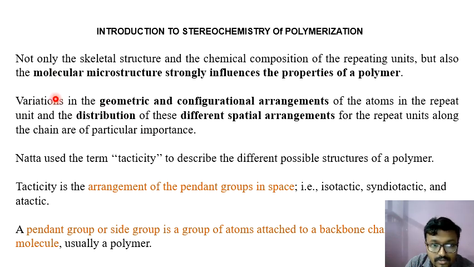So the various geometric and configurational arrangements of atoms in the repeating unit and the distribution of this spatial arrangement of the repeating unit along the chain are of particular importance. Now this word tacticity describes the stereochemistry of polymer. Tacticity is the arrangement of pendant group. What is pendant group? Pendant group is the group of atoms which is attached at the backbone chain of the polymer.